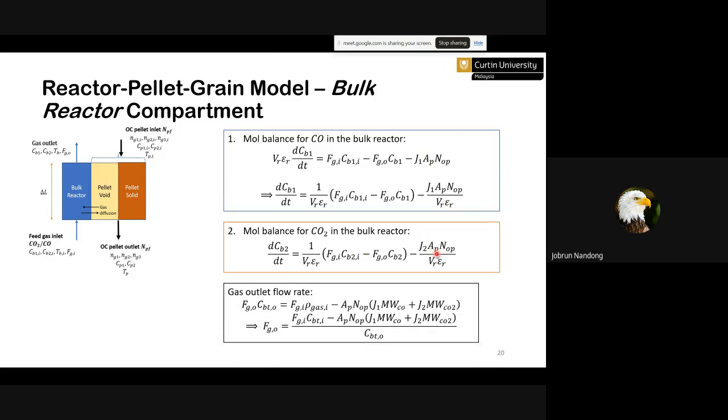Now, how about FGO? How do you calculate FGO? We can calculate FGO knowing that if there's a loss of mass from this bulk reactor, it must be due to the diffusion into the pellet. So this pellet is actually carrying some of the gas out. If you look at the modeling in some articles, I think they don't really consider this one. The model that I show you here is quite a different approach from what researchers mainly use in the articles.